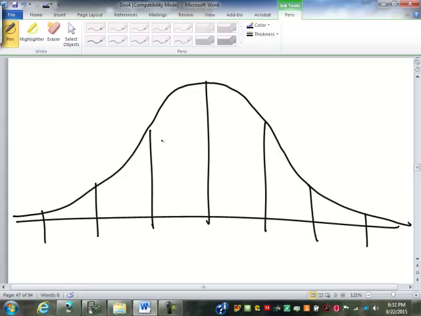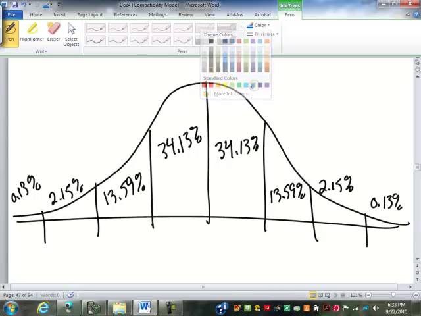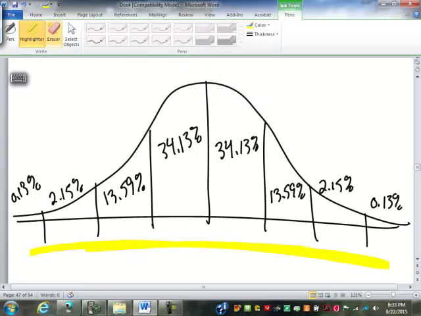So I'm going to put these percents in here because those don't change. 34.13% on both sides. 13.59% on each side. 2.15% on each side. And 0.13% on each side. Notice I didn't put any numbers down on the bottom yet because I don't know what they are yet. But the percents don't change.